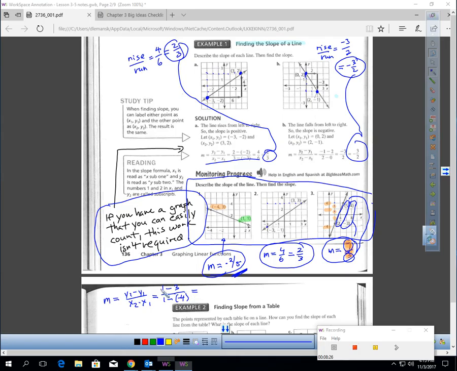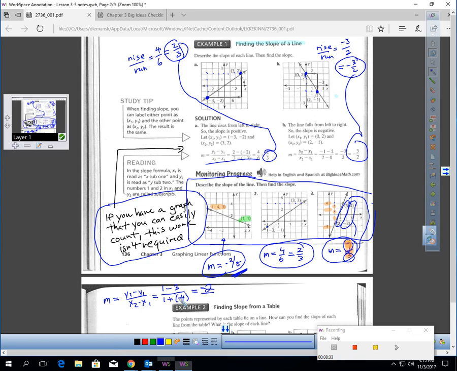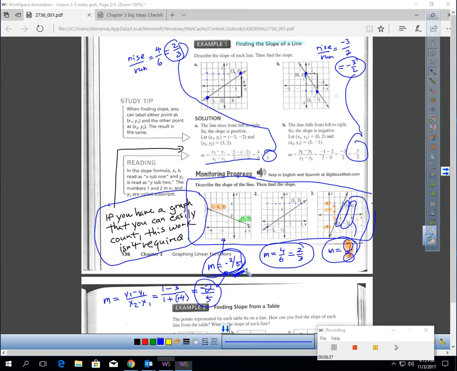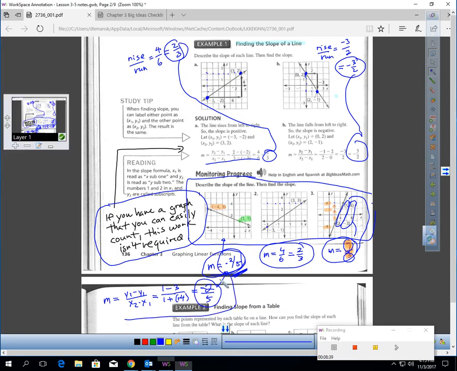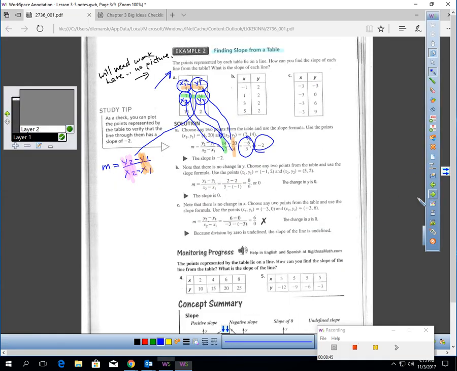Okay, let's do this. 1 minus 3 is -2, and 1 minus -4, add the opposite, that's +5. Do you notice I'm getting the same answer? So this formula will always work if you need to use it. Very convenient to use to find the slope of any points.